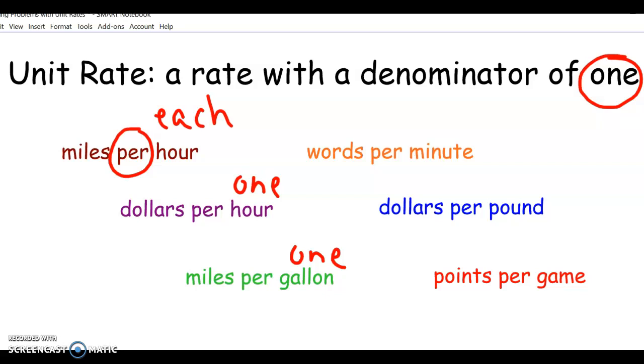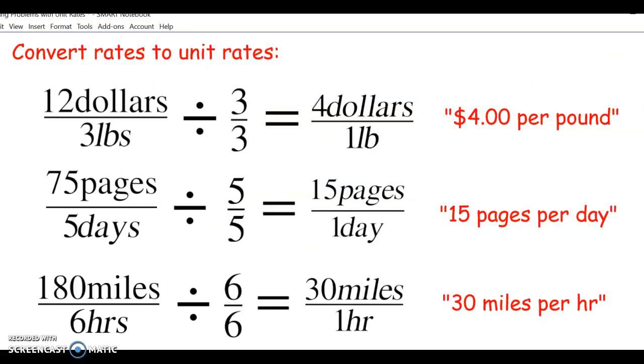Okay? All right, how do I take a rate and get it to a unit rate? It's pretty straightforward. It's a division problem. All right, so what we're doing when we go from a rate like $12 for 3 pounds, we're dividing by the denominator, which is 3. And we have to divide the numerator and the denominator because 3 divided by 3 is 1. So we're not really changing the value at all. We're just putting it in a simplified form.